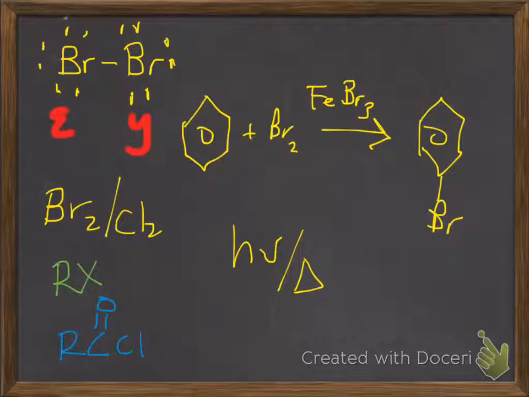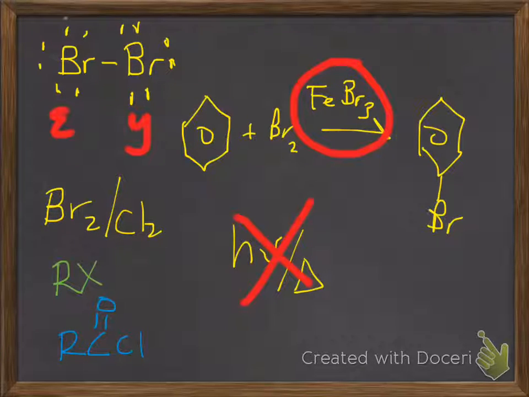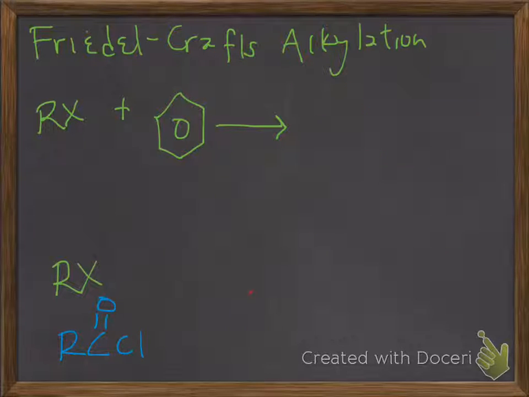So remember, it is not heat and light. That is for other alkanes and alkenes. Okay, so that's a big no-no. If you see that, you would actually halogenate the functional groups hanging off of the benzene ring over that of the actual benzene ring. You must have either iron 3 bromide or iron 3 chloride.